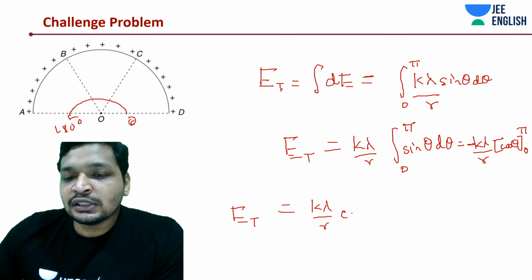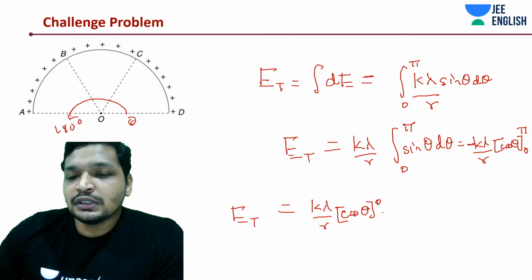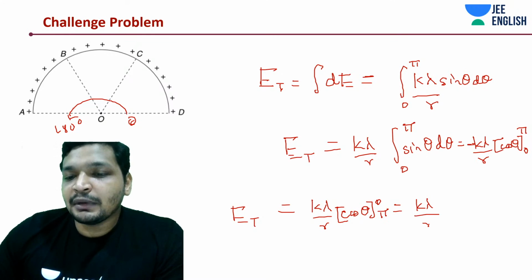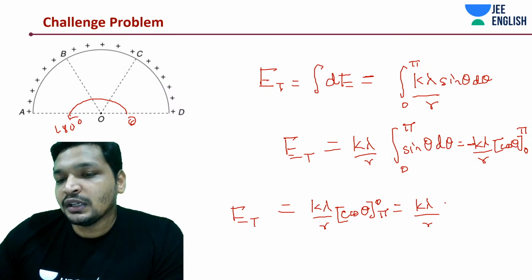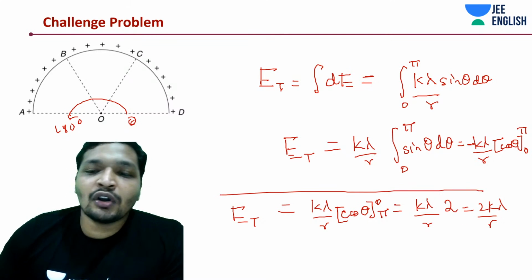So this minus cos theta can be written something like this. When you put 0 to pi, 0 will become an upper limit. So how much is this, guys? k lambda by r, 1 minus (minus 1), which is nothing but 2. So it's 2k lambda by r. Simple. Now let's talk about the direction.